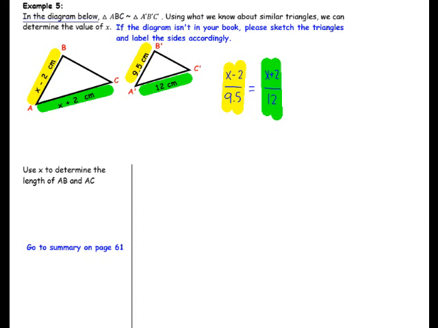I'll write a cross product. 12 times the quantity x minus 2 is equal to 9.5 times the quantity x plus 2. Pause the video and solve for x.